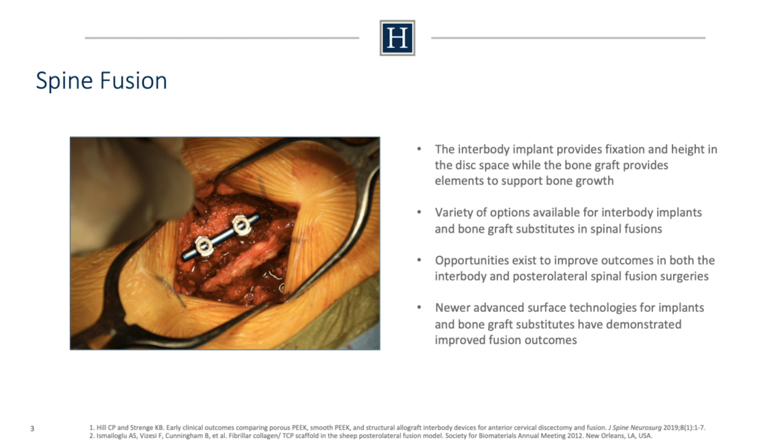We use bone graft to support the fusion process and to provide elements to support bone growth. These elements can include a scaffold, signals to nearby cells to grow bone, or living cells that can grow bone themselves. A variety of options are available for interbody implants and bone grafts, but opportunities exist to improve clinical outcomes for interbody and posterolateral spine fusions.